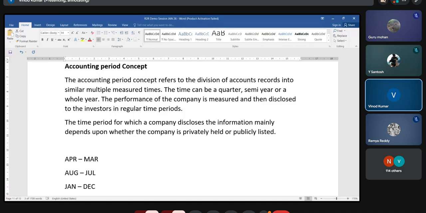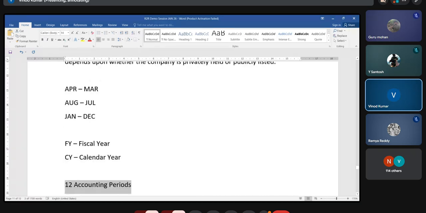Even investors, in the sense the shareholders, will show interest in investing in a company according to the reports we submitted. Based on the reports, they can analyze the company's financial performance, whether the company is growing or is running into losses. If it is growing and expected to increase in the future, in such cases the investors will show more interest and invest money into the company. So that is called the accounting period concept, guys. Okay, it's understood.